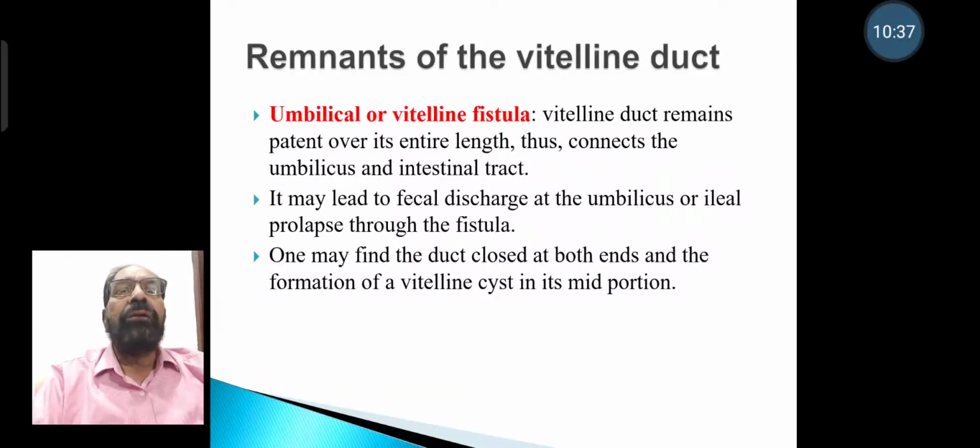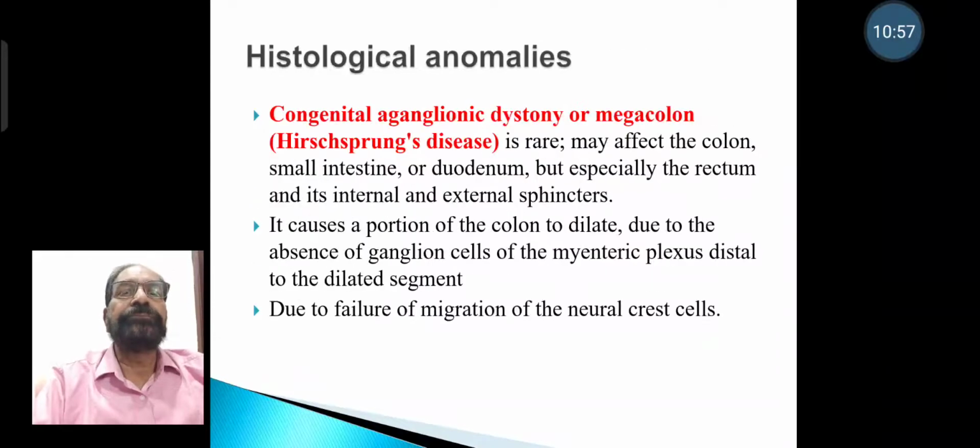Then umbilical or vitelline fistula. The vitelline duct remains patent over the entire length, thus connecting the umbilicus and the intestinal tract. It may lead to fecal discharge at the umbilicus or ileal prolapse through the fistula. One may also find the duct closed at both ends and the formation of a vitelline cyst in its mid portion.